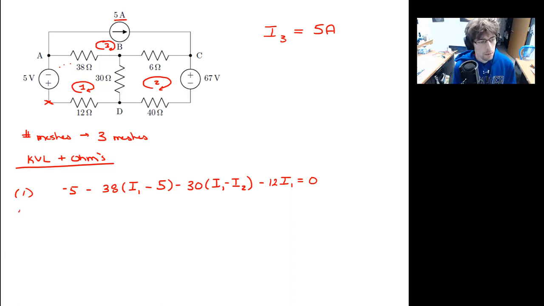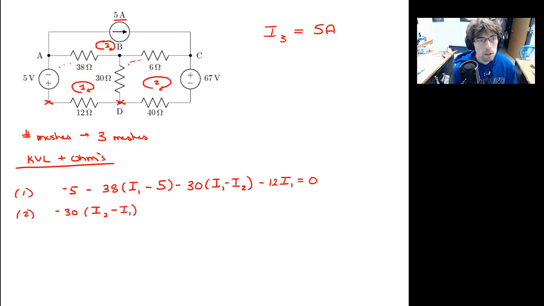Sweet. How about two? Let's go through and do two. I'll start at node D. Walking along, the first thing I have is this 30 ohm resistor. And now since I'm walking in the direction of mesh current 2, I am going to do I2 minus I1.